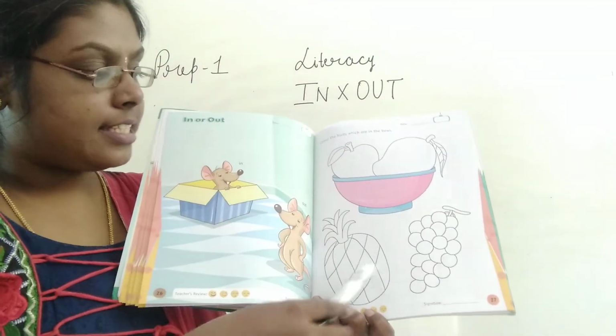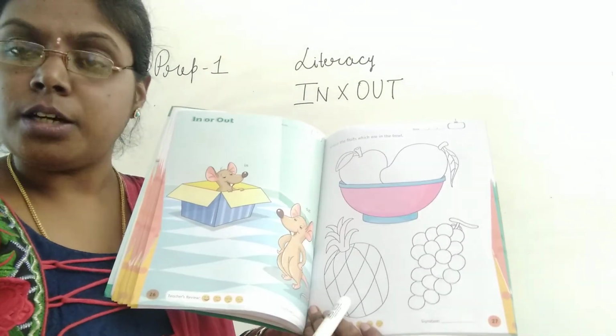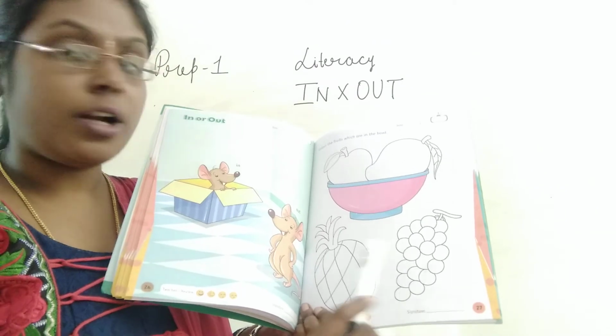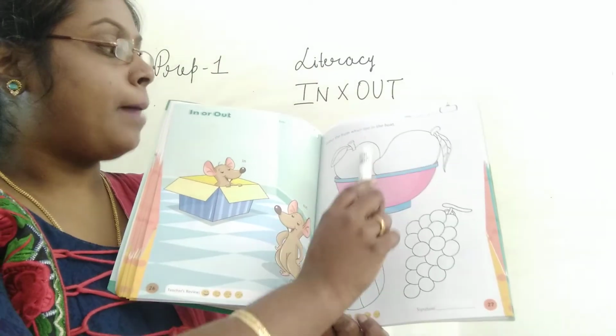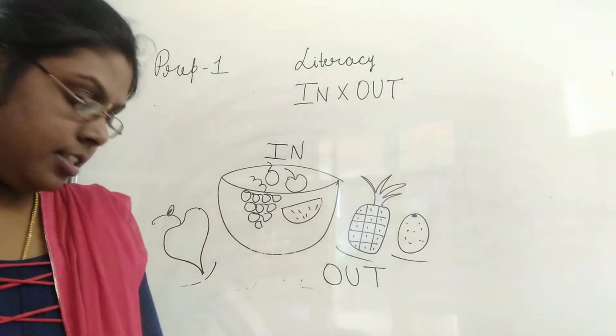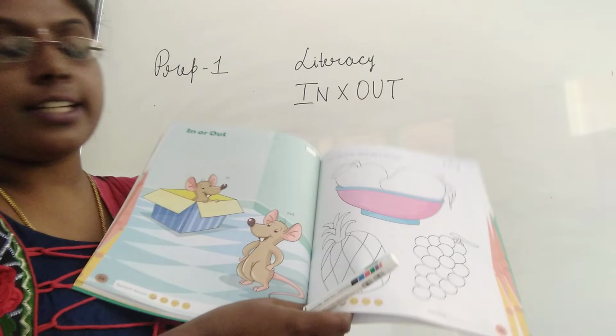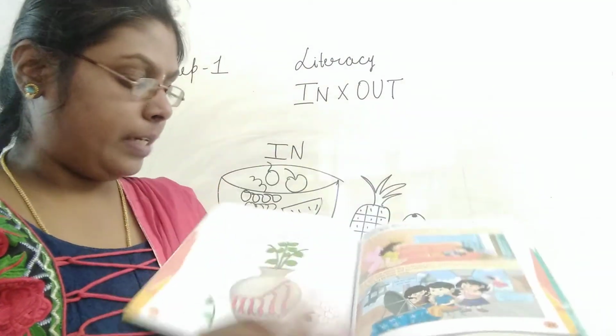And see these fruits, these are out of the bowl. So you should not color these two fruits. Mango, apple matra color maadbeku. And this is the concept of in and out. So we'll move on to page number 28.